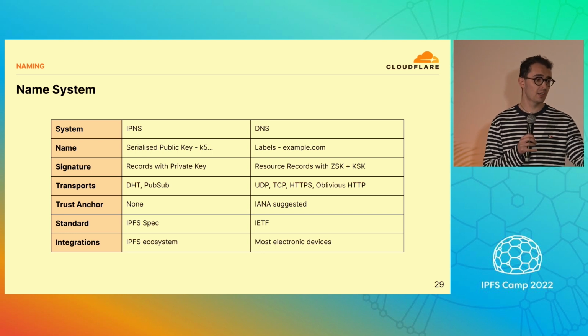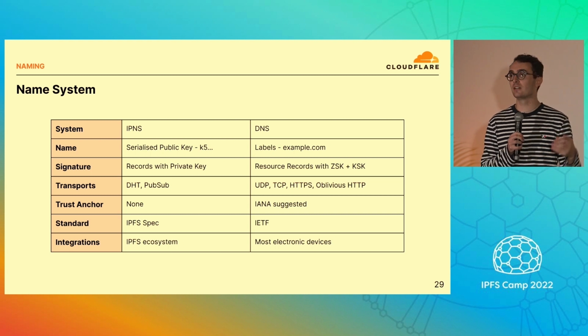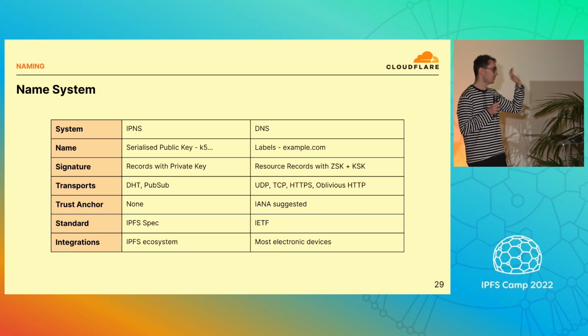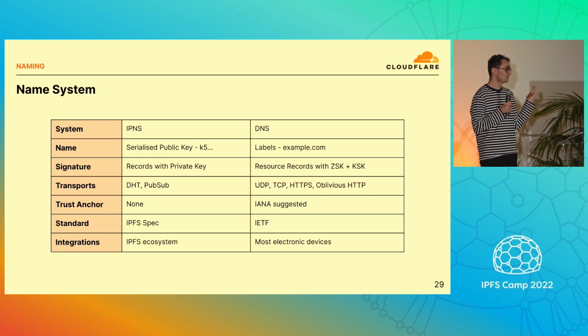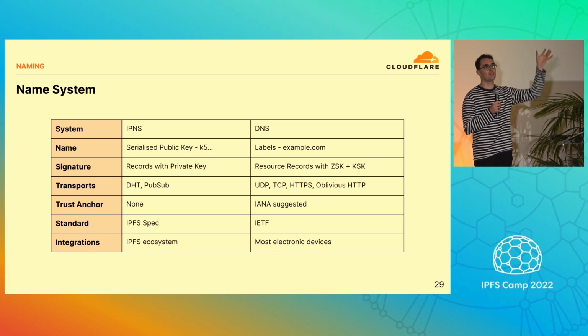The transports for IPNS and DNS are different. IPNS leverages technology that the IPFS ecosystem has been leveraging, like DHT and PubSub. DNS is over UDP, TCP, and HTTP, obviously HTTPS if you want some more privacy. The trust anchor is different. There's no real trust anchor for IPNS because you're just verifying that the record you're getting has a signature which matches the name of the domain, while for DNS, usually you would leverage IANA signatures. You have IANA and then the trust falls down from there.